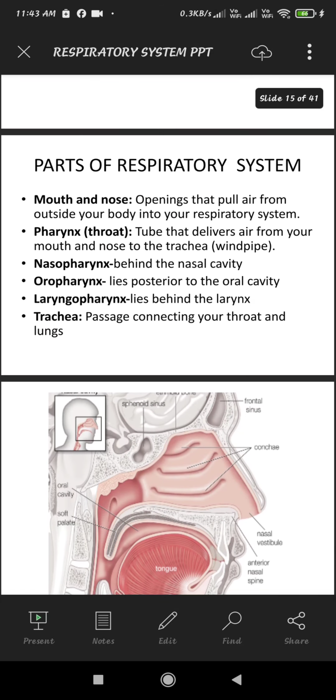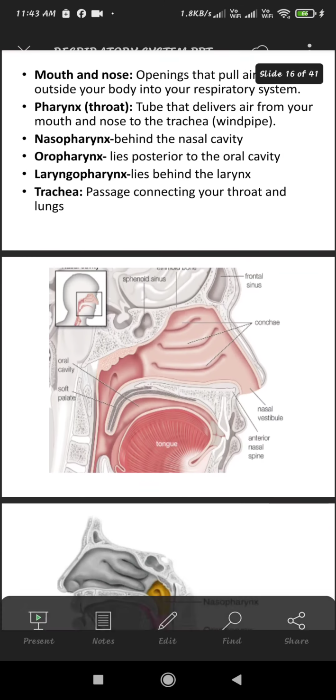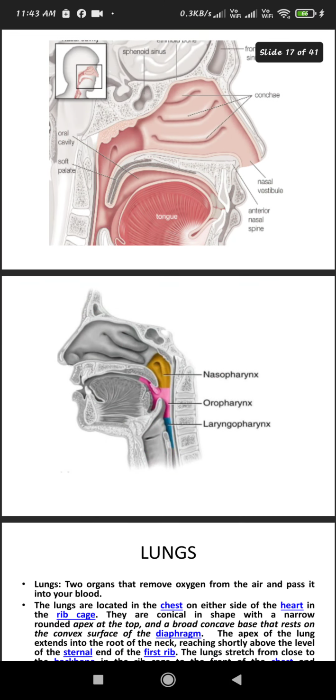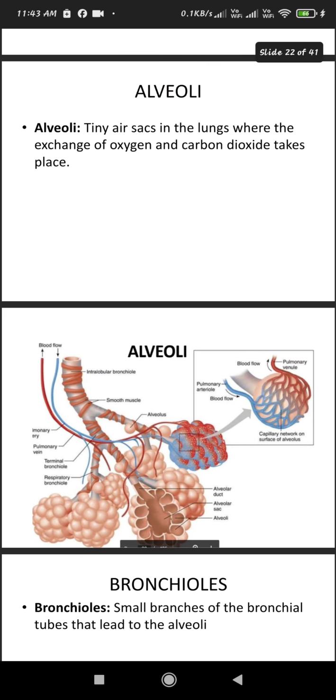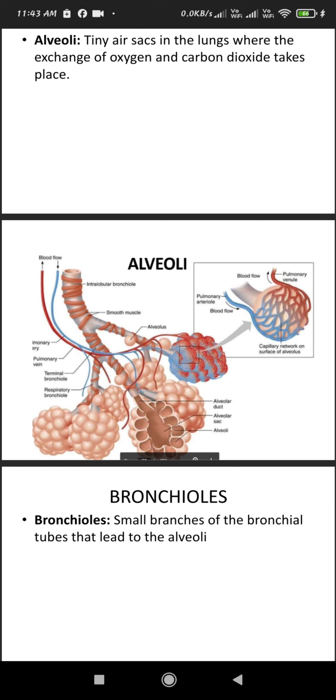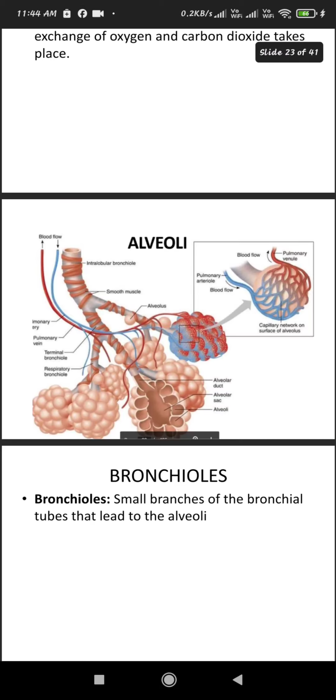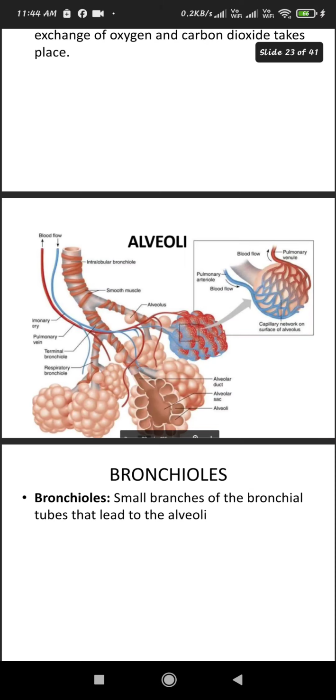Okay, now we have studied the mouth, then the pharynx. I told you the pharynx is divided into three parts. Then the trachea is the passage which connects your throat and lungs. And then in the lungs we have bronchioles, and bronchioles are further divided. These balloon like structures are your alveoli, and these are surrounded by blood capillaries. The main exchange of gases happens here, where oxygen goes into our blood and carbon dioxide from the blood comes here, that is in this portion only, alveoli only. So the main unit of gas exchange is the alveoli.